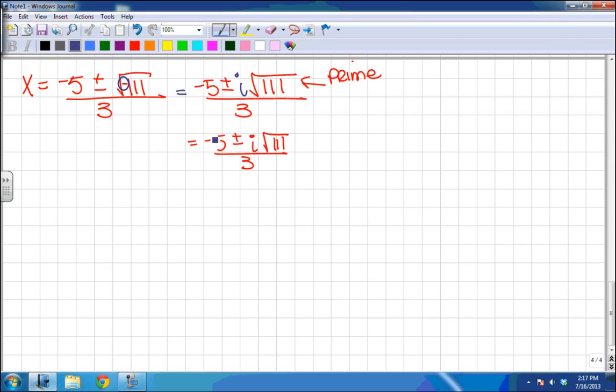So there wasn't a whole lot of work to do with this problem, but I wanted to make sure you saw that you don't always have to simplify. It's not always possible to simplify.